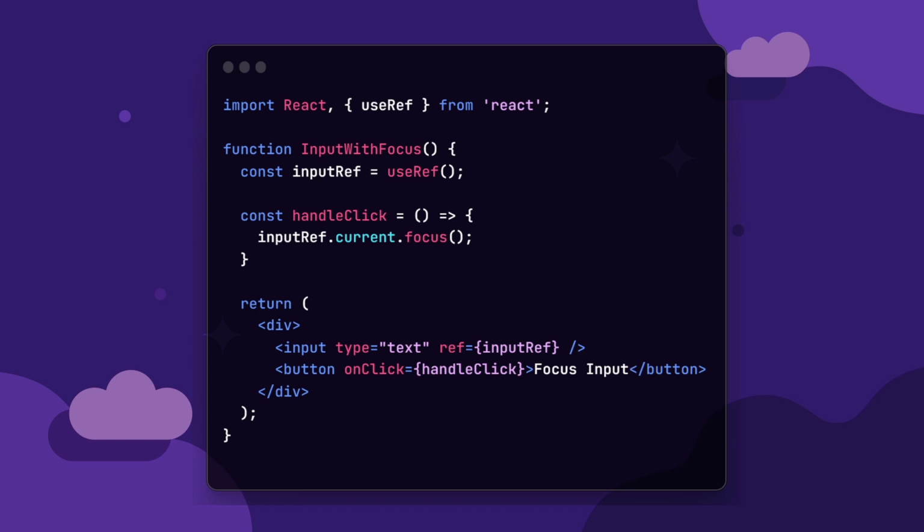The useRef hook allows you to create a mutable ref object that persists for the lifetime of the component. You can use it to store and access values that don't trigger a re-render. In this example, we define an input with focus component that creates a ref object with the useRef hook and attaches it to the input element. We use the ref object to focus the input when the focus input button is clicked.